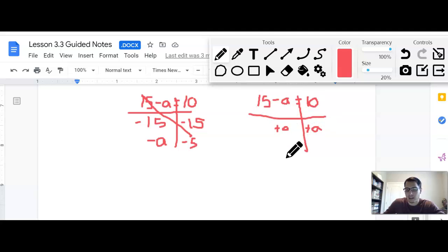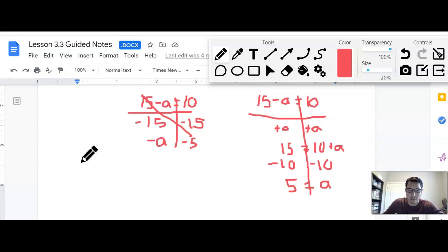So on the left-hand side now, we're going to have 15 is equal to 10 plus A. Our variable is not by itself, so it's going to take an additional step. We are still looking to get this A by itself. This is addition, so we need to subtract 10 to both sides. 10 plus A minus 10, these cancel each other out. So we're left with A equals 15 minus 10, which is 5.